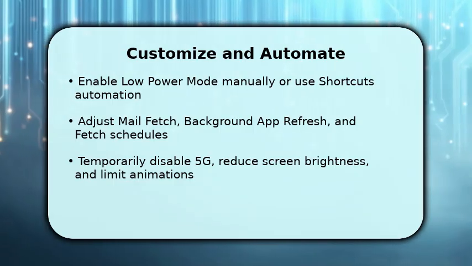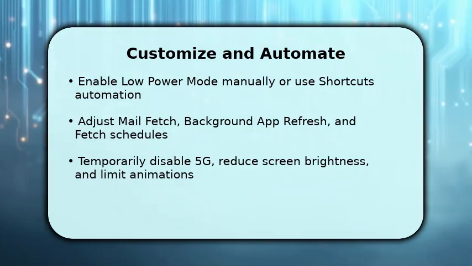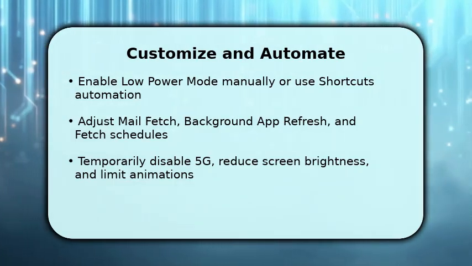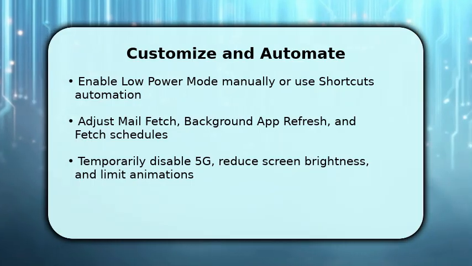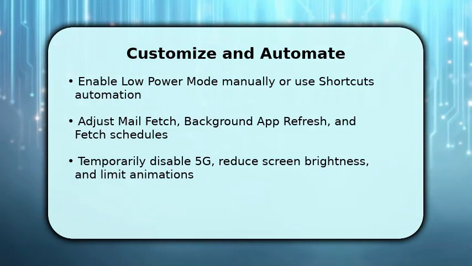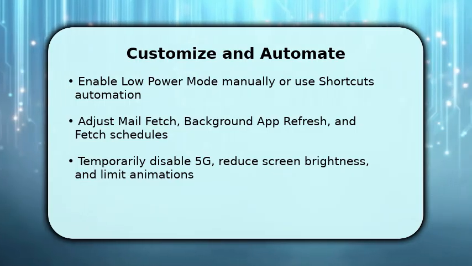If you want automation, open shortcuts and create a personal automation to toggle low power mode at a chosen battery percent, for example 20%. This automates the decision and avoids emergency drain.